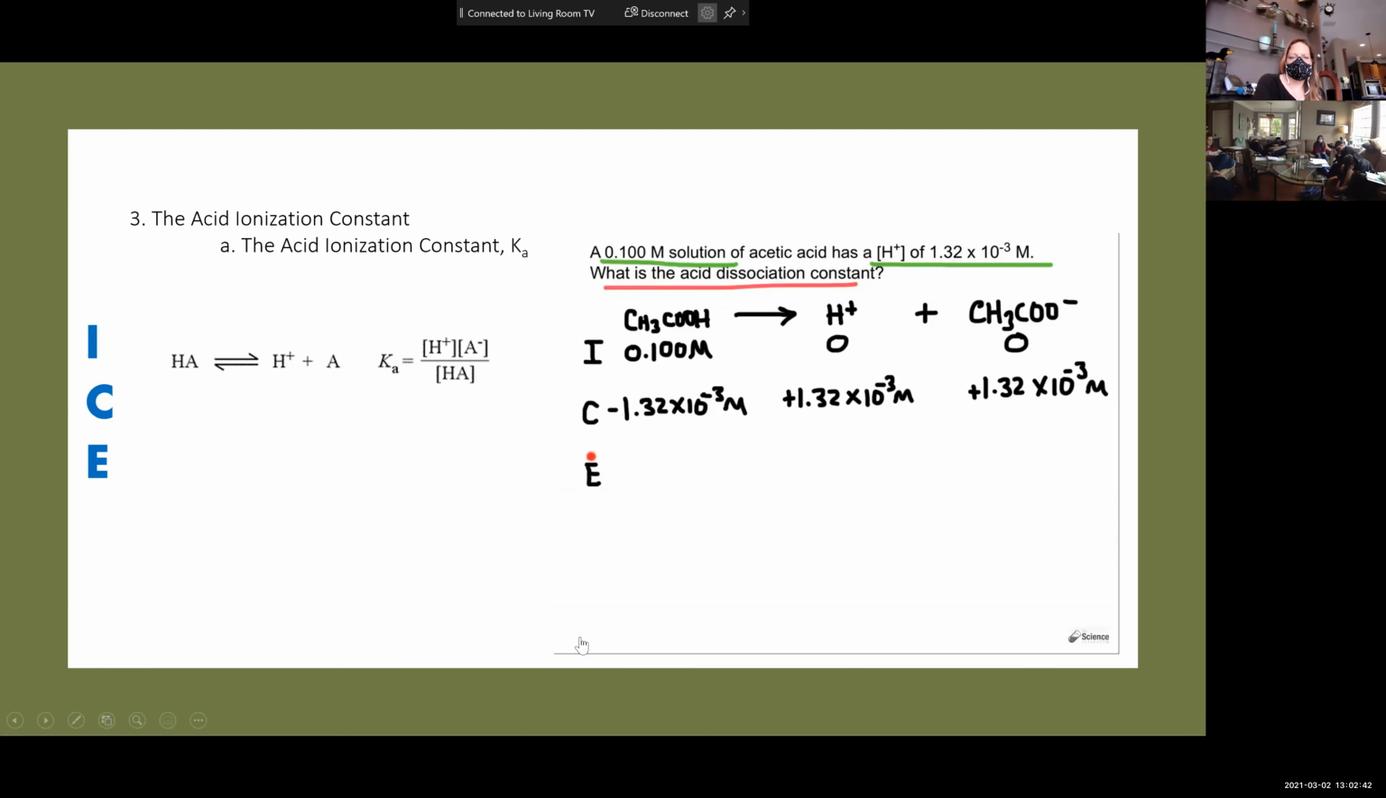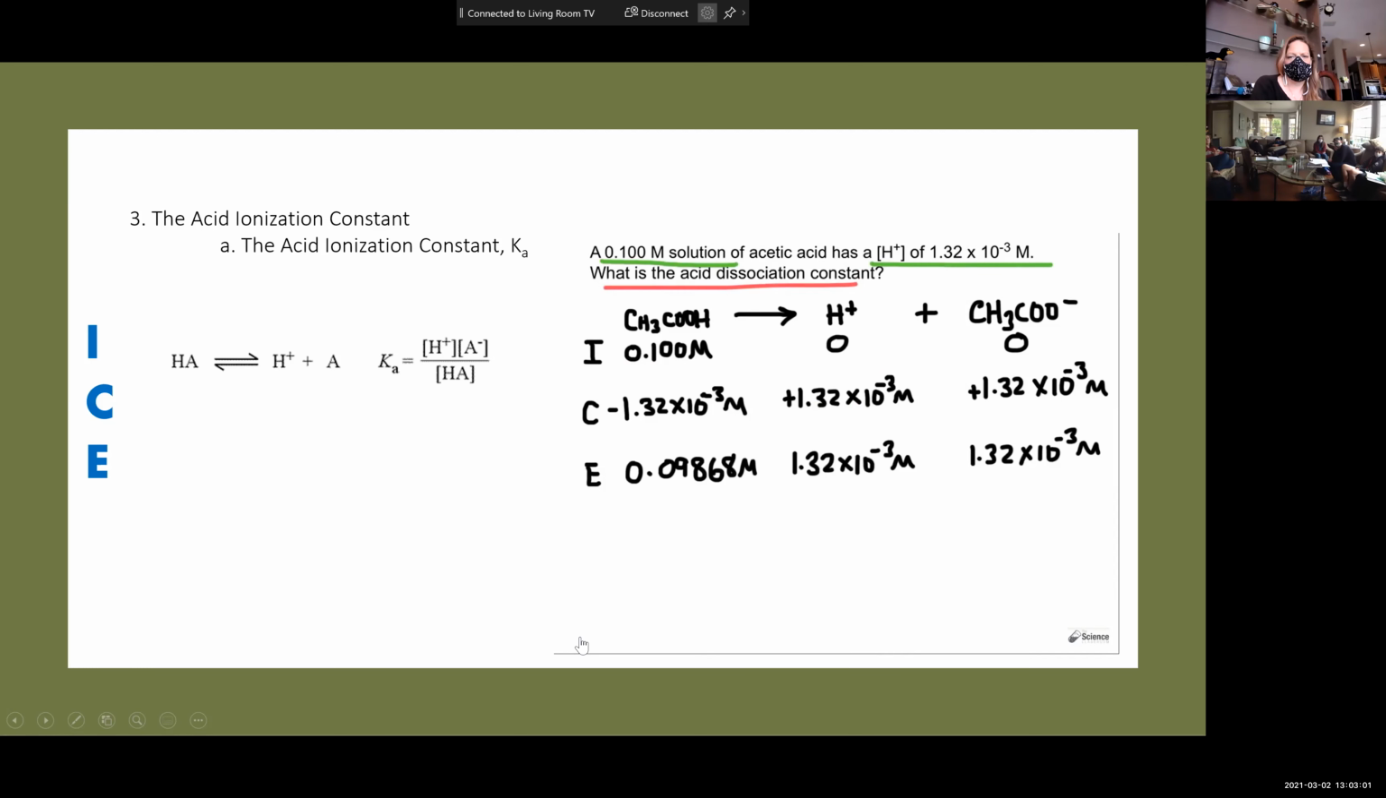We call this the equilibrium. And so this is commonly called an ICE chart, the thing that we're creating here. So it's the initial amounts, the change, and then the equilibrium. All we do is we look at each column and we just do the math here. So we'd have 0.1 minus 1.32 times 10 to the negative 3. And over here, we're just adding that amount.